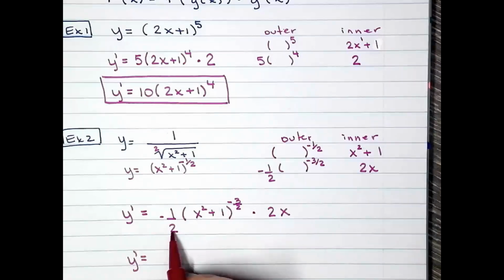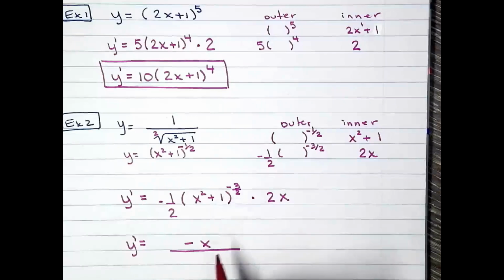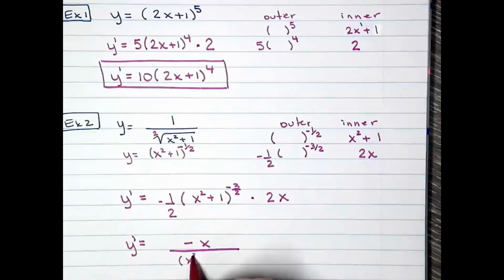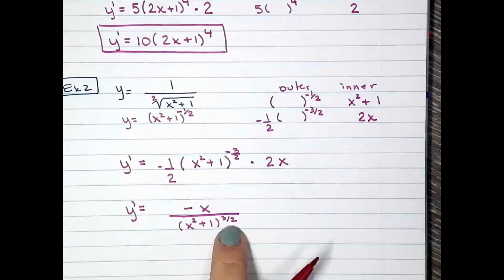2 divided by 2 is 1, but we have a negative right there. So negative x for your numerator. The negative exponent means it goes on the denominator. But we're going to go back and change that into the radical.